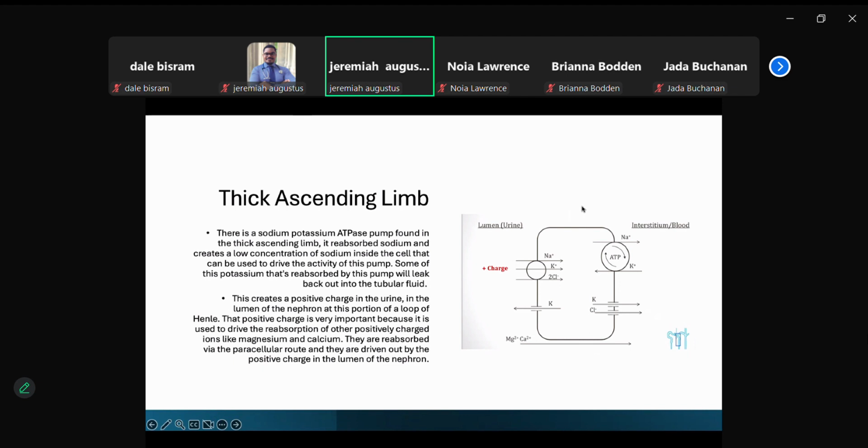You get me? Right. So when they go out, there's too much positive charge and they're going to try to dissipate. Because if you put the positive and positive together, it's going to repel and it's going to move into the lumen. And that's the purpose of the thick ascending limb. Where is the calcium and magnesium reabsorbed? In the thick ascending limb.